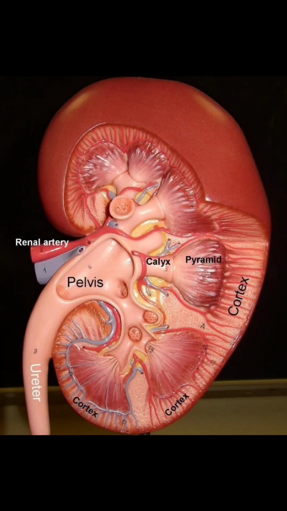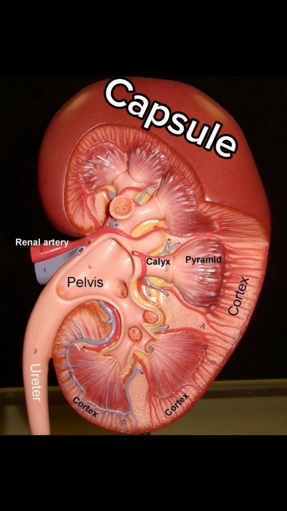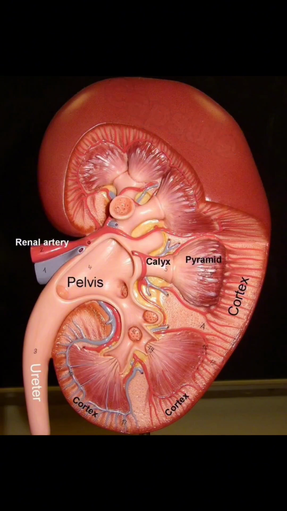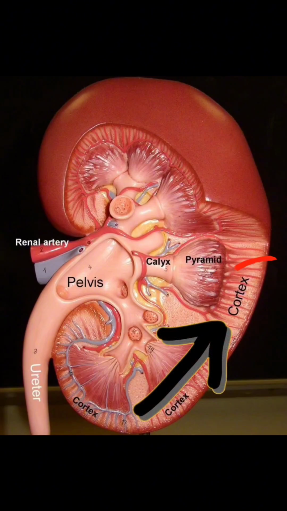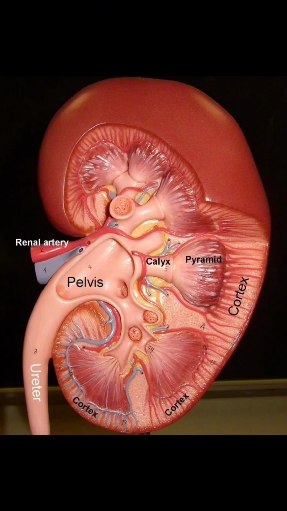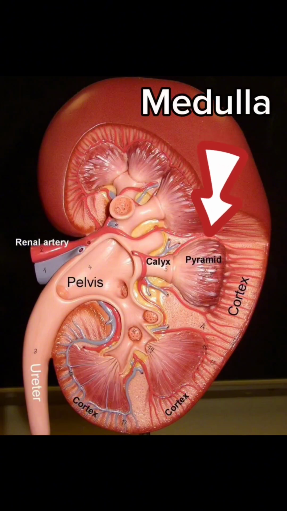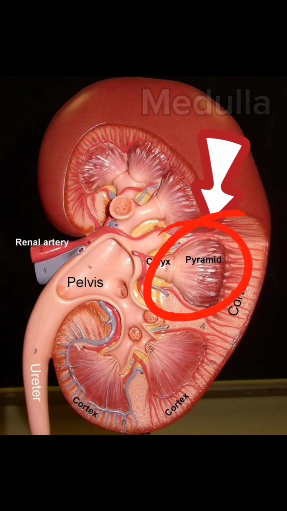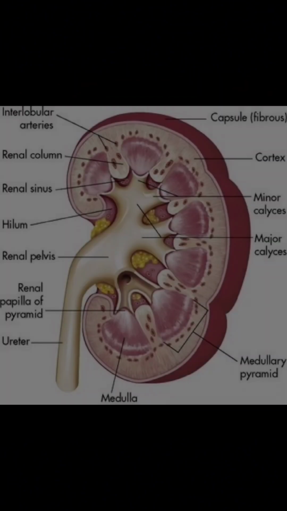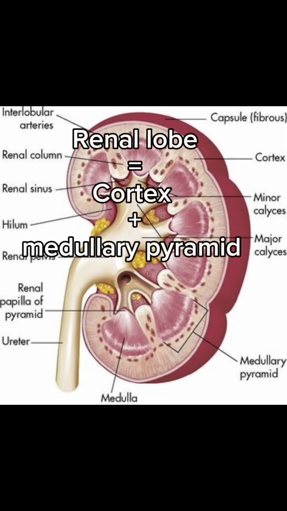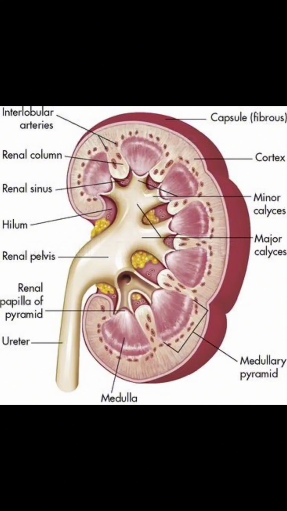The kidney is composed of an outer renal capsule, which is a fibrous connective tissue protecting the kidneys from the outside. We find the renal cortex when we remove the renal capsule, and the cortex is the outer layer of the kidney. Deep into the cortex, we find the medulla, the inner layer of the kidneys, composed of about 10 renal pyramids. Renal lobe is a section composed of part of the cortex and one renal pyramid from the medulla.